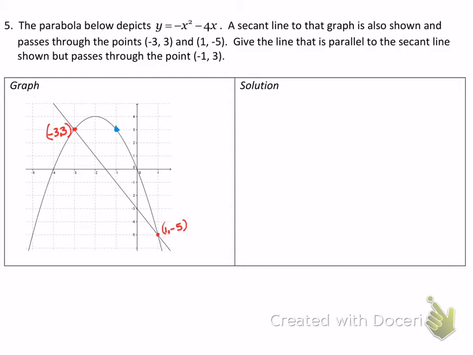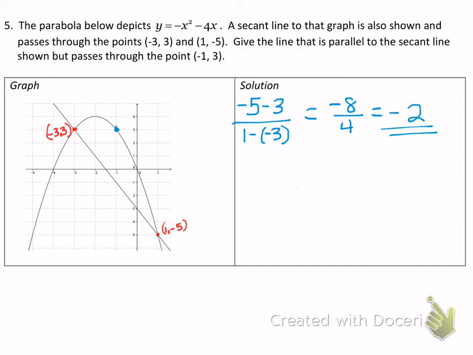Well, this is just another way of asking what we've been working with. So the slope of the secant line, we need to find. So let's say we have y2, which is negative 5, minus y1, which is 3, all over x2, which is 1, minus x1, which is negative 3, which gives me a slope of negative 8 over 4, which is negative 2. Now it's parallel, so this works for us. This is going to be our final answer.